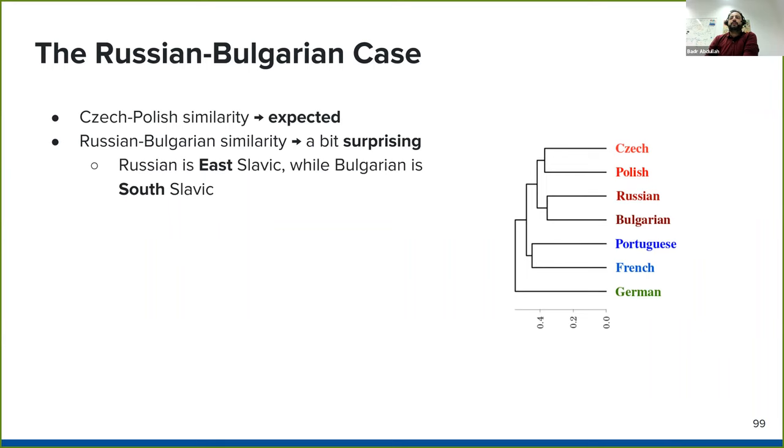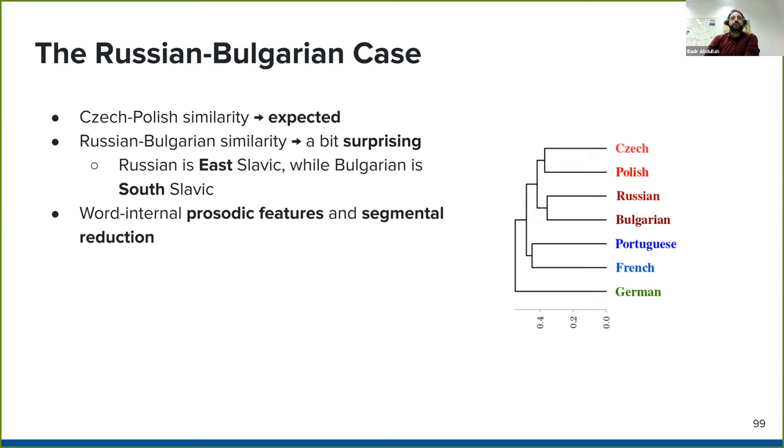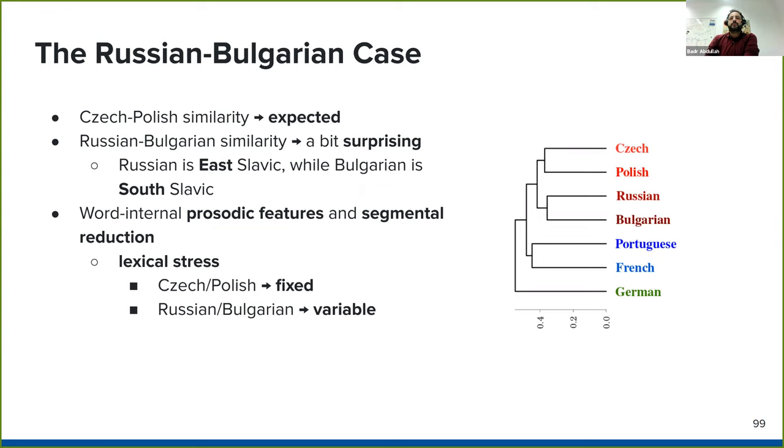It's a bit more surprising because Russian is an East Slavic language while Bulgarian is a South Slavic language. But if we consider word internal prosodic features and segmental reduction, we would see that the lexical stress varies between these languages. In Czech and Polish, it's fixed. In Czech, the stress is always initial, while in Polish, it's always penultimate. While for Russian and Bulgarian, the lexical stress is free, and so it's variable. It could actually occur on any syllable in the word.